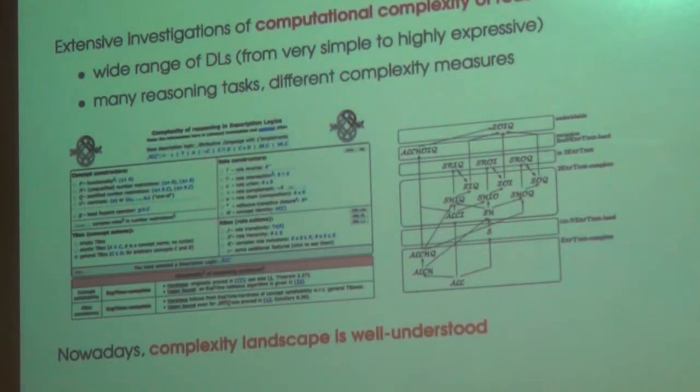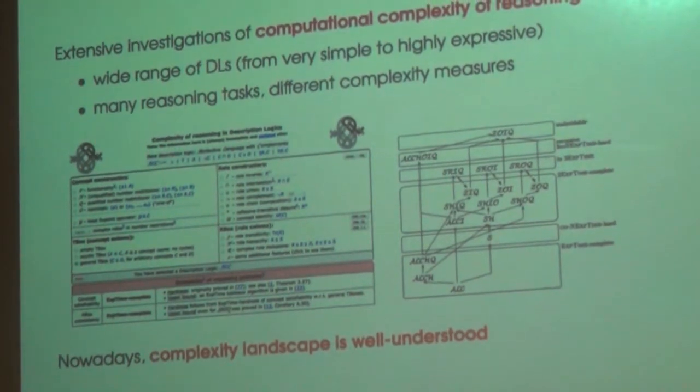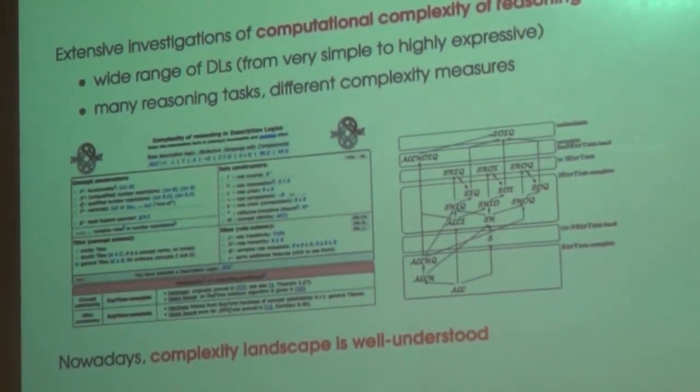Now that we've defined our reasoning tasks, we can talk a little bit about how hard it is to perform them. If I want to make an algorithm and get a computer to do one of these tasks for me, how hard is it going to be? There have been very extensive investigations into the computational complexity of reasoning. People have considered a huge variety of different description logics, ranging from very simple things that aren't much more than taxonomies, all the way up to incredibly expressive things. Still, of course, not all of first-order logic, because we want to remain decidable, but you can really say quite a lot of things.